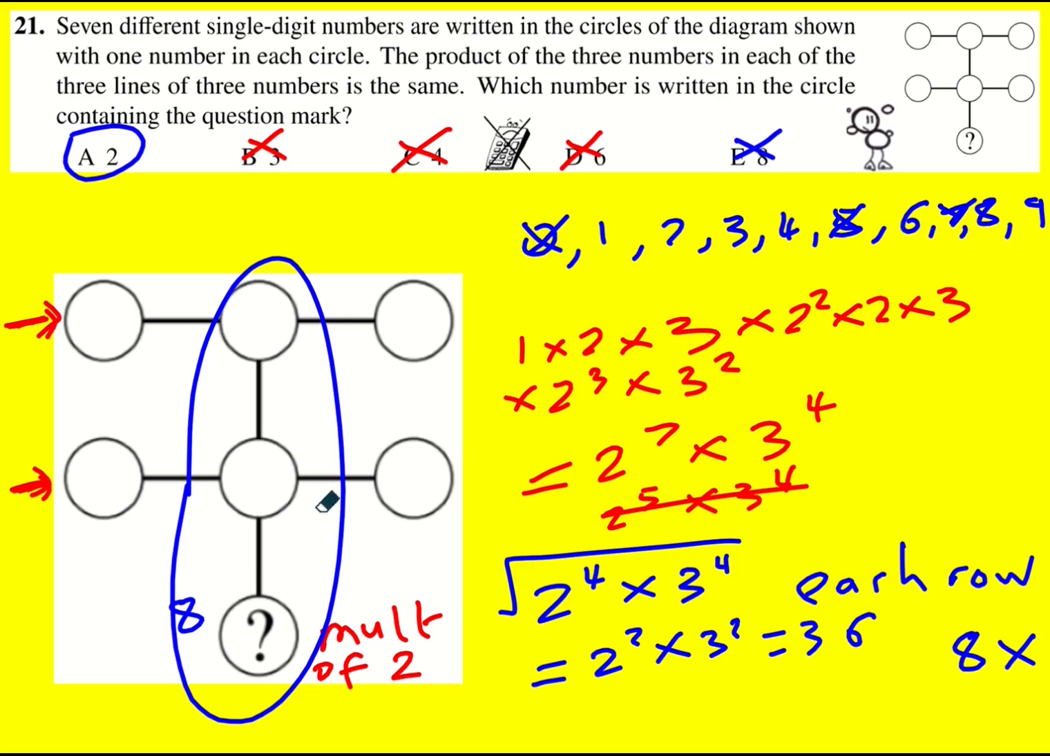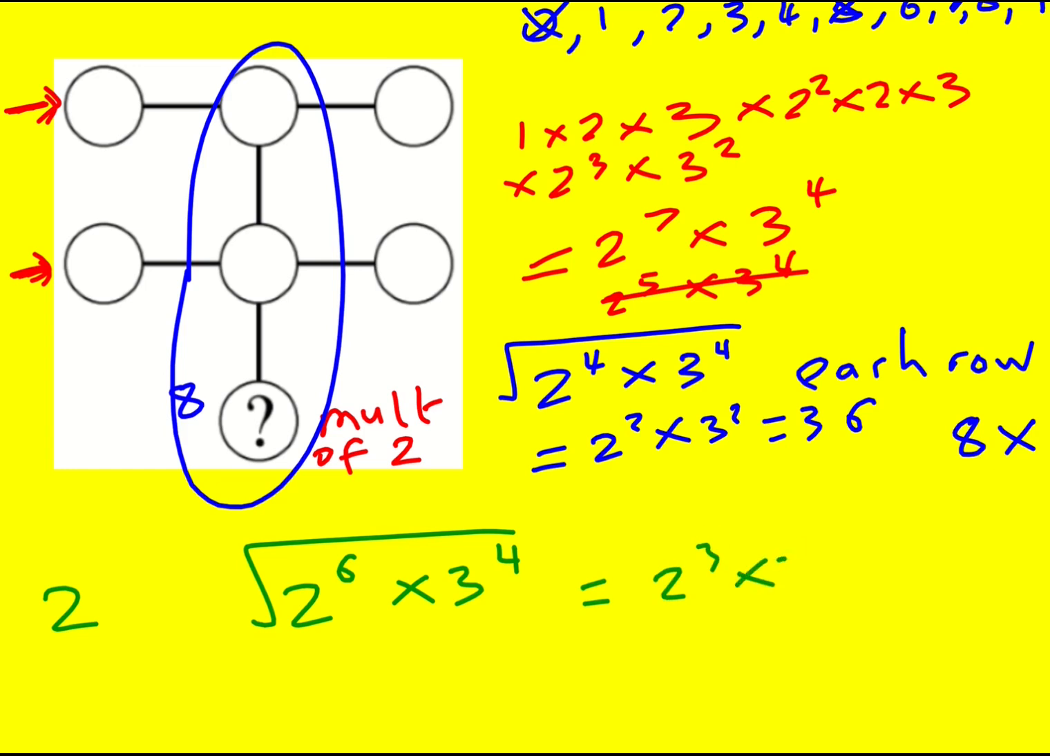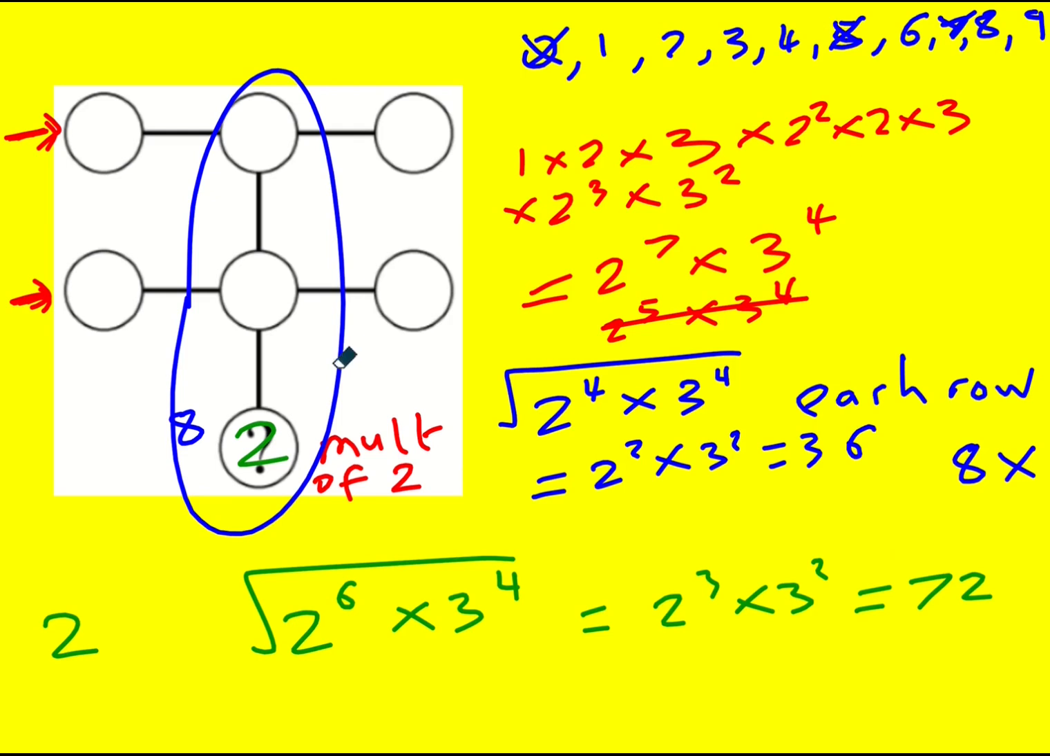Now let's just try and finish it off and work out a possibility. So let's say it's 2, then the other 2 rows would multiply together to give 2 to the 6 times 3 to the 4. And when I square root this, I'm going to get 2 to the 3 times 3 squared. 8 times 9, 72. So we're saying this has to be 2, and then we've got to try and get 72 for each row. So let's just think about the rest of them. We've got 1, 3, 4, 6, 8, and 9.